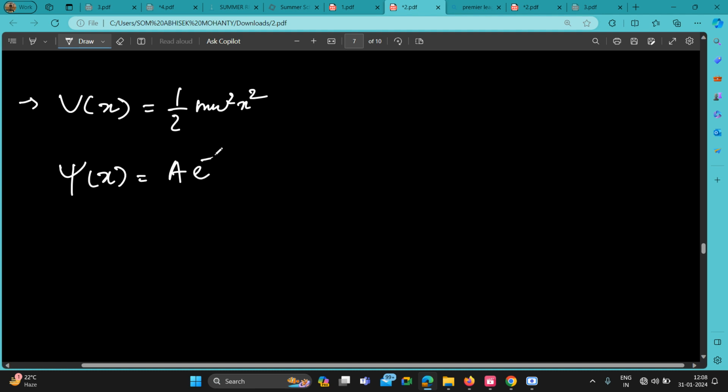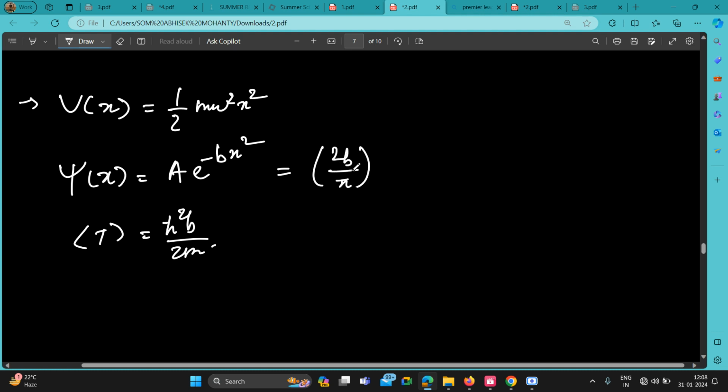Suppose an example is there. Example: V(x) = ½mω²x². Psi(x) = A e^(-bx²). We know the kinetic energy, we just wrote ħ²b/2m, we don't need to calculate it. And A is what? (2b/π)^(1/4) e^(-bx²). Right?